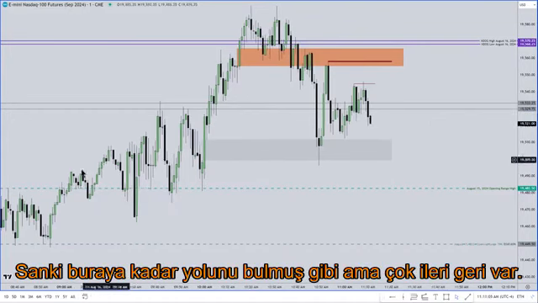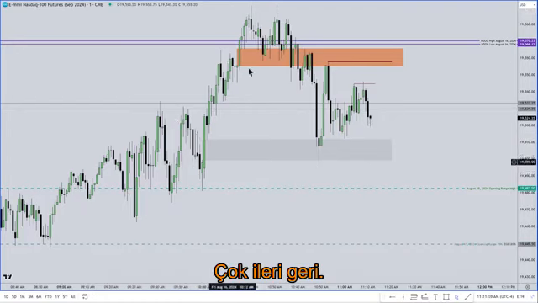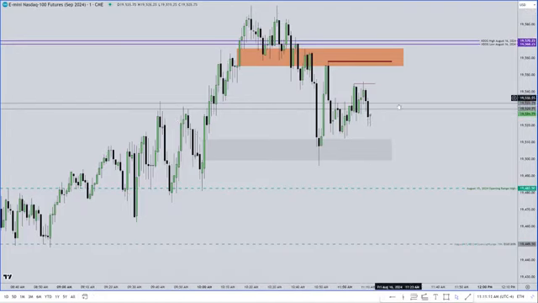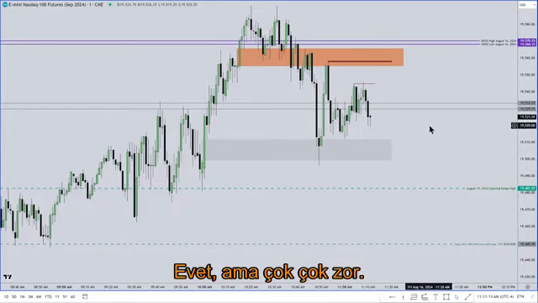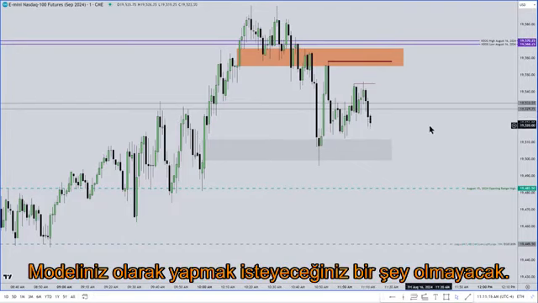So think about it like this. It's like it found its way up to here, but it's a lot of back and forth. Can it be traded? Yes, but it's very, very difficult. It's not going to be something that you're going to want to do as this is your model.